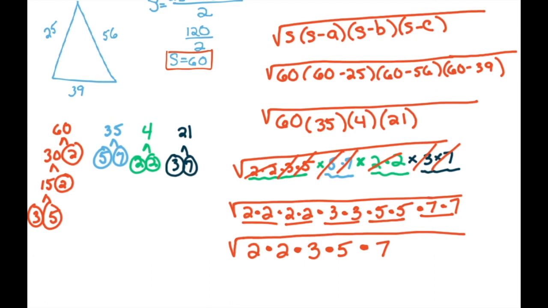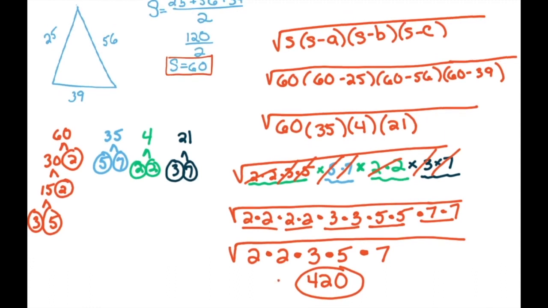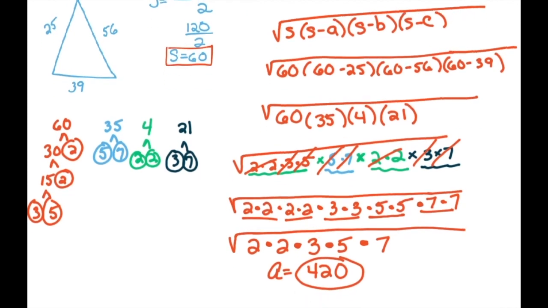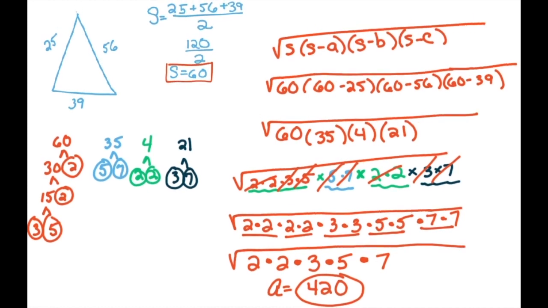2 times 2 is 4, 4 times 3 is 12, 12 times 5 is 60, and 60 times 7 is 420. And I do not need to take the square root of that number because I have already deconstructed the radical. So 420 is the area of this triangle, 420 square units, unless, of course, it says inches or feet, etc. And that is Heron's formula.